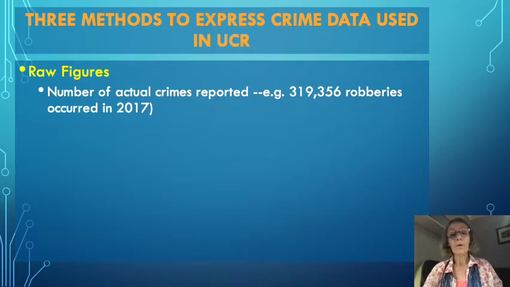So for example, in 2017, 319,356 robberies were reported to police in the United States. And so that's the raw figure. Now, the thing about the raw figure is we don't really know what it means, right? I mean, wow, that sounds like a lot of robberies. But out of how much of a population?